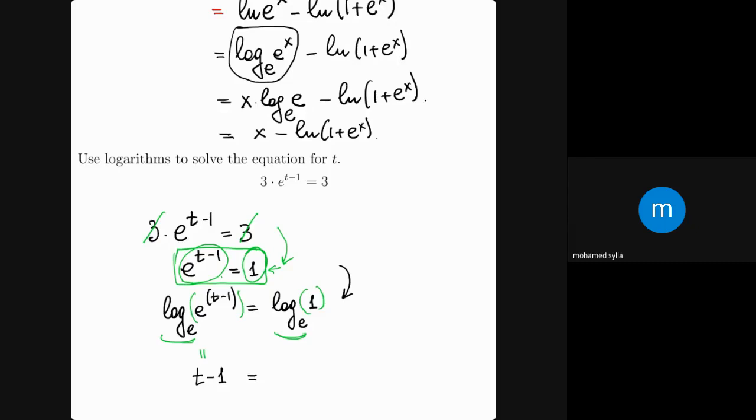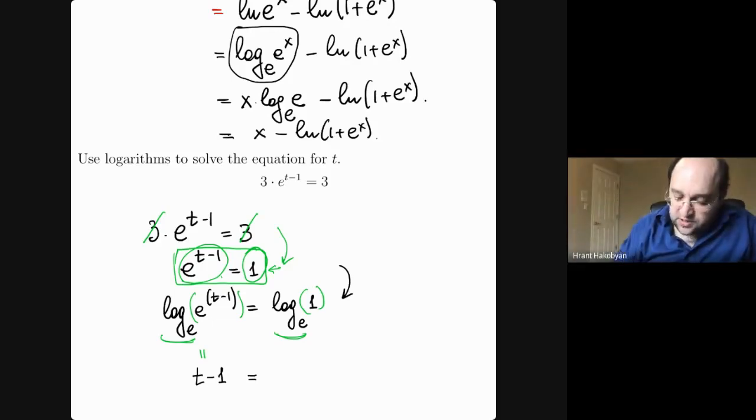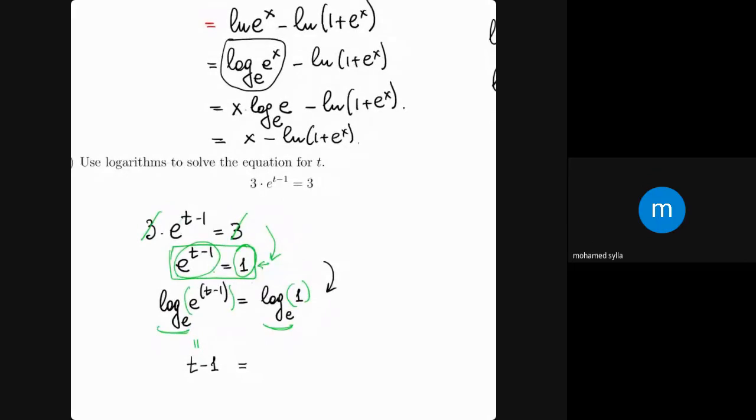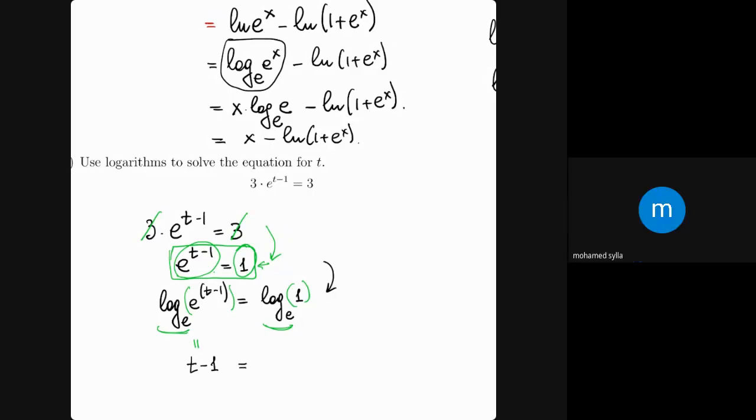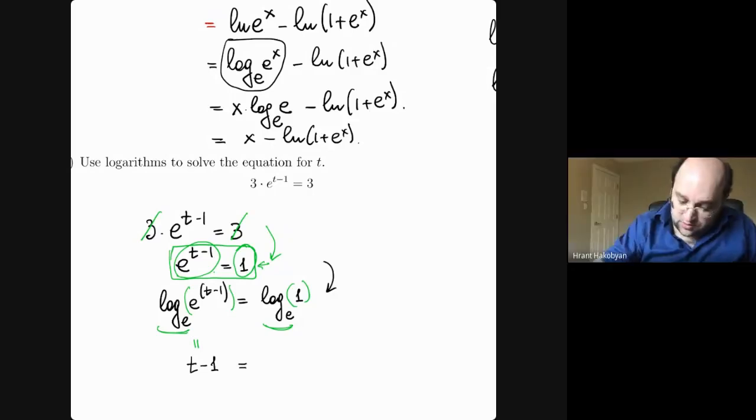Is that the answer? Not yet. I'm not done yet. Almost done, but not done yet. Then finish. So logarithm base e of 1 is what? 0. So t minus 1 equals 0, so t is equal to 1. That's your answer.